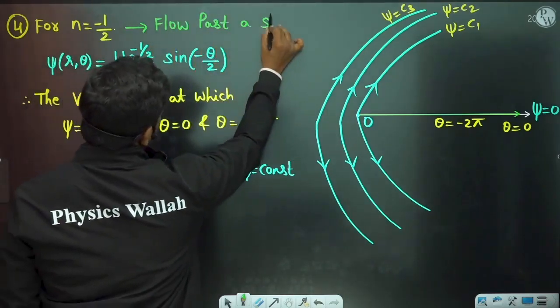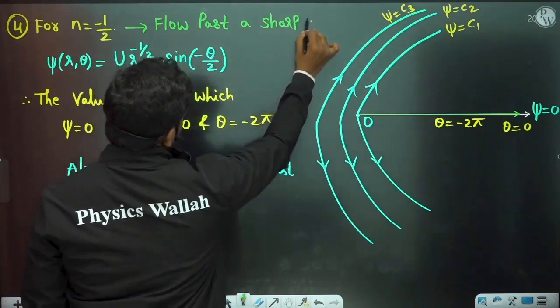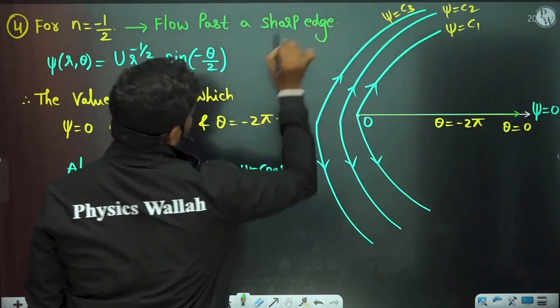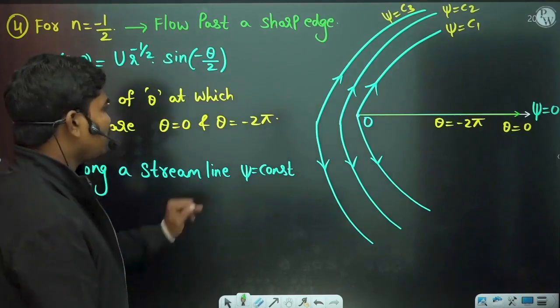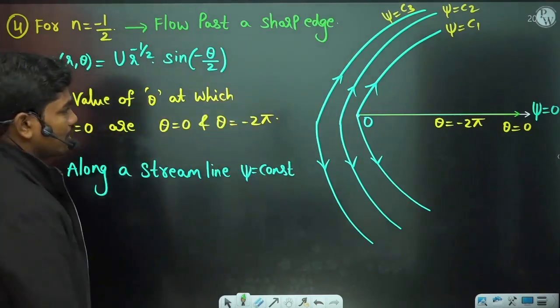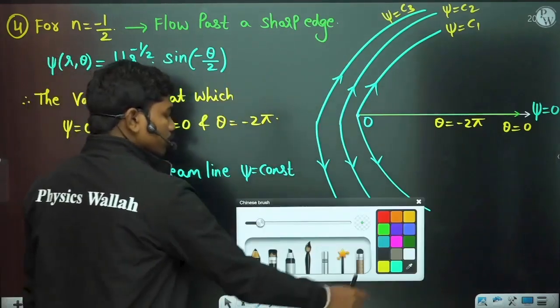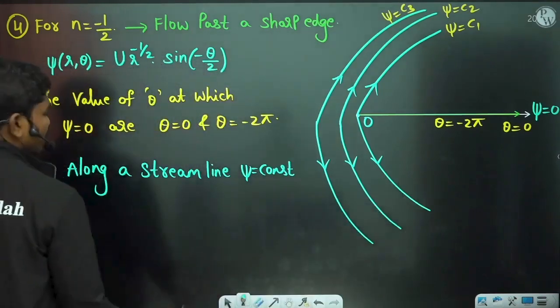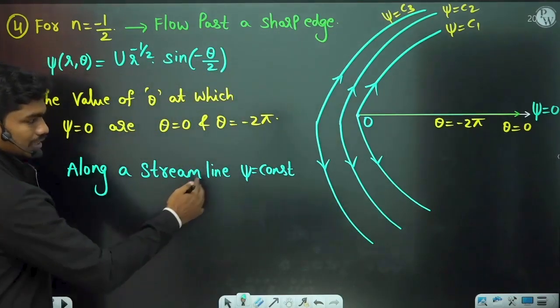Flow past a sharp edge. Okay, so now I'll show you how this shape actually comes about. For example, if you take this stream function as 1, along a streamline psi equals constant.